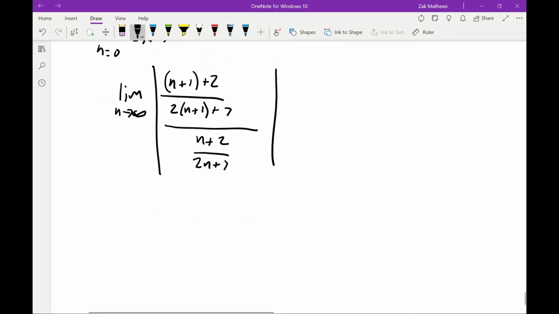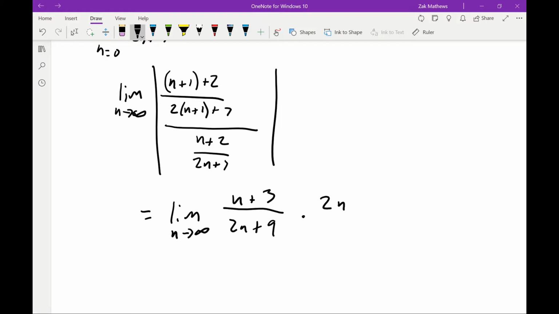So I'm going to do two things in one here. I'm going to simplify. So we'll have n plus 3 over 2n plus 2 plus 7, which is 9. Times, I'm going to multiply by the reciprocal, 2n plus 7 over n plus 2. That's all in the absolute values.